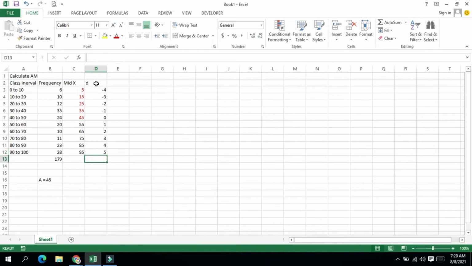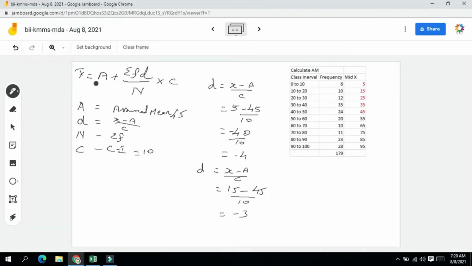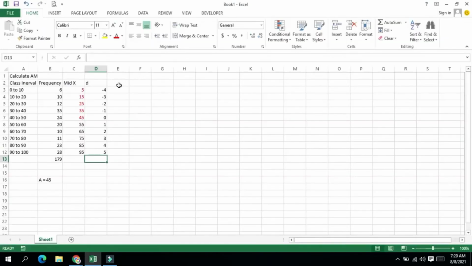But I don't want the d value alone. எனக்கு d value வச்சு எனக்கு எதுவுமே கிடையாது. Is there any use of only having the d value? No, I want to multiply f into d, f into d, f into d. So frequency into d, right? What is the first value of frequency? It is 6. What is the first value of d? It is minus 4. So 6 into 4 is 24, and plus into minus is minus 24.